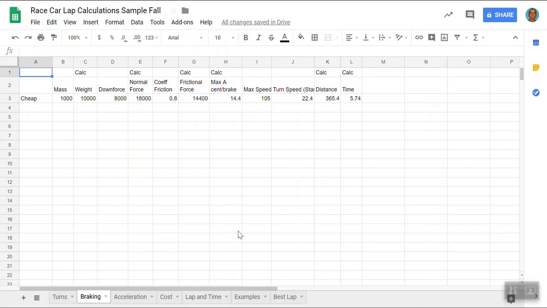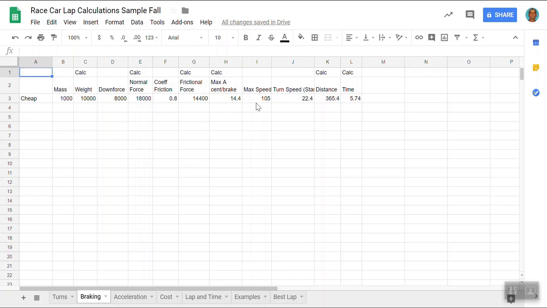And connecting the accelerating section and the braking section is just a constant velocity section. So for the car I've got here, it would just be a matter of how far and how long it takes to travel a section of track at 105 meters per second.